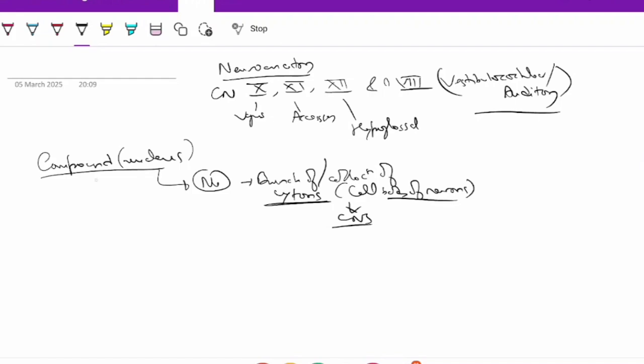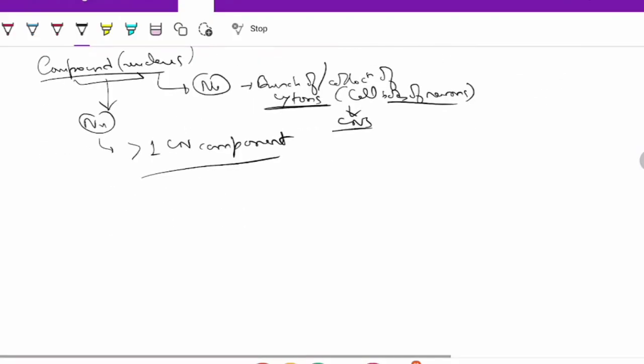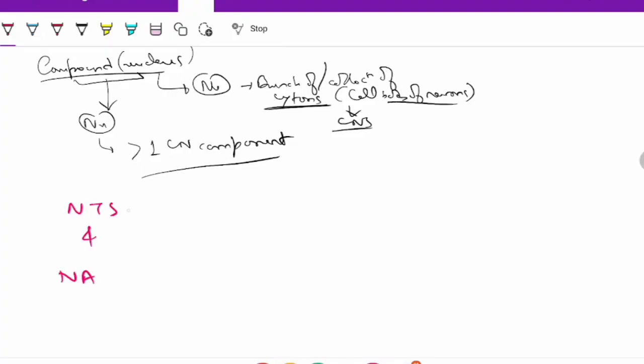What exactly is a compound nucleus? The term compound nucleus means any nucleus which has more than one cranial nerve component. Now some examples. There are two prime examples of a compound nucleus, that is NTS and NA.